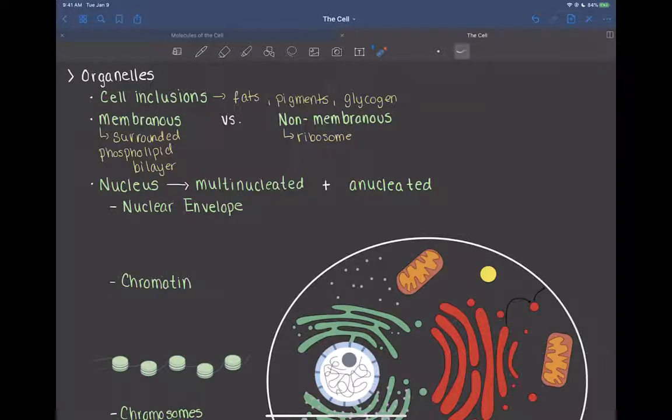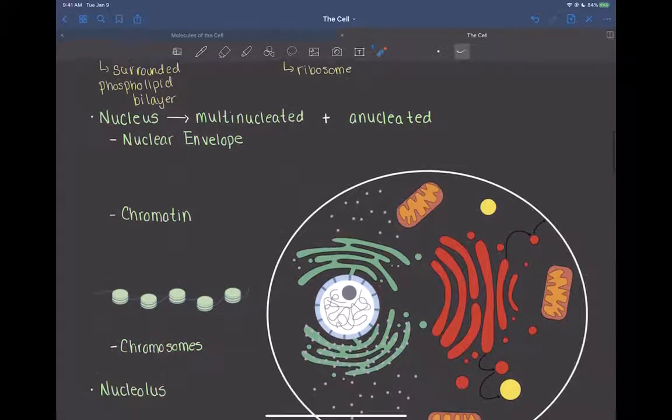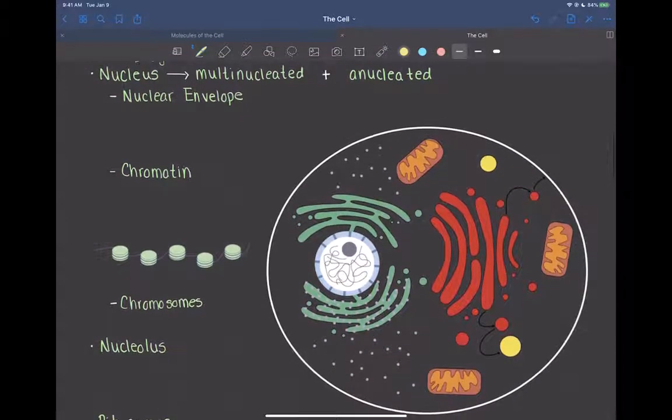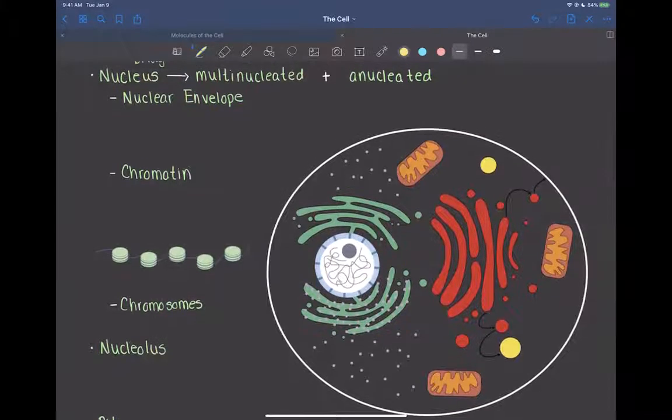Okay? All right, so we're going to start off talking about the nucleus, okay? And so the nucleus is kind of like the brain of the cell. It's where the blueprints for building cells are located.